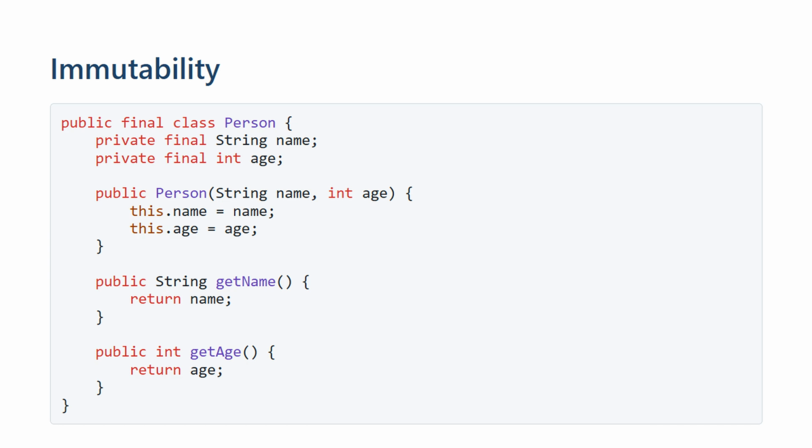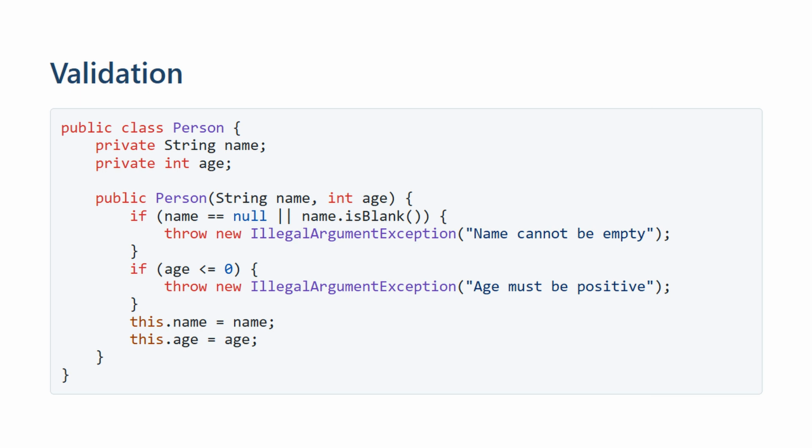Once a person is created, its state never changes. If you need a different value, you create a new object instead of modifying the old one. This approach makes your code safer and more predictable. Modern Java makes immutability even easier with features like records, which we'll explore next.